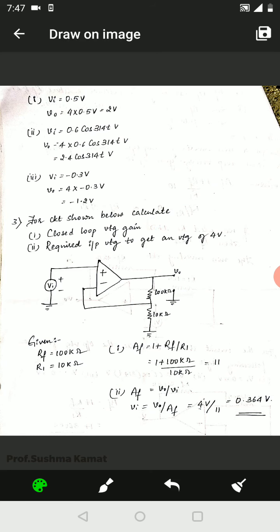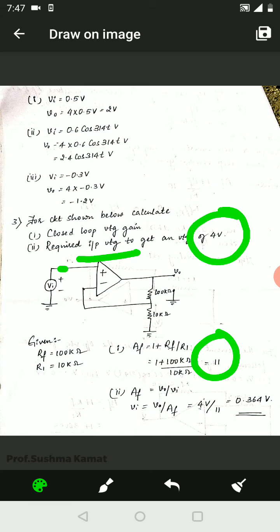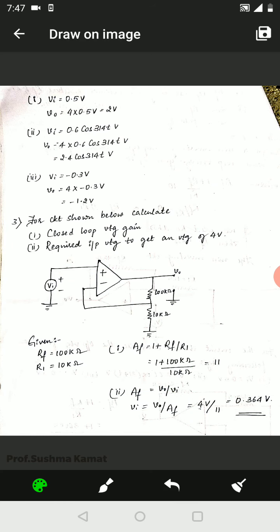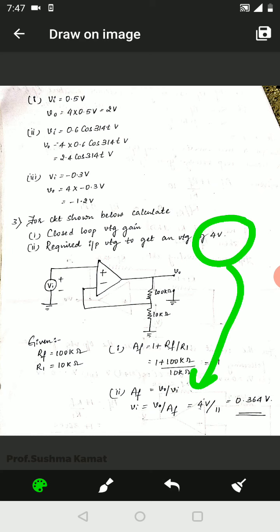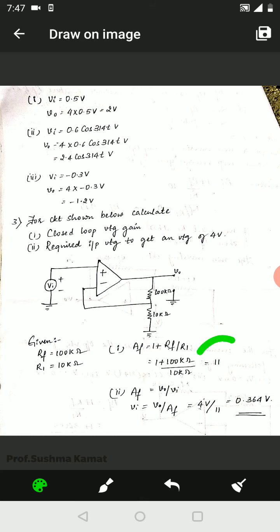We have already got this. Now AF value is known, V0 value is already given. So we should now calculate the value for input voltage, which means AF is equal to V0 upon Vi is our formula. What is Vi equal to? Vi is equal to V0 upon AF. So what is the value for V0 they have given? V0 value they have given is 4 volts, which comes here. What is the value for AF that we have got? It is 11. So now 4 volts upon 11 will give us 0.364 volts, which is nothing but the answer for Vi.